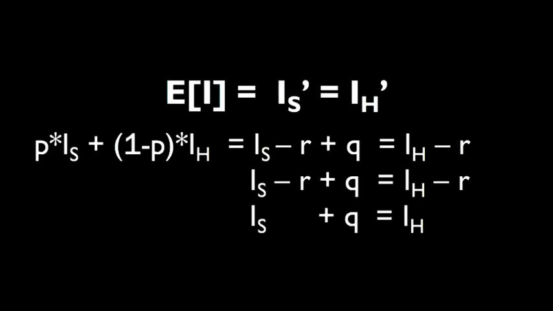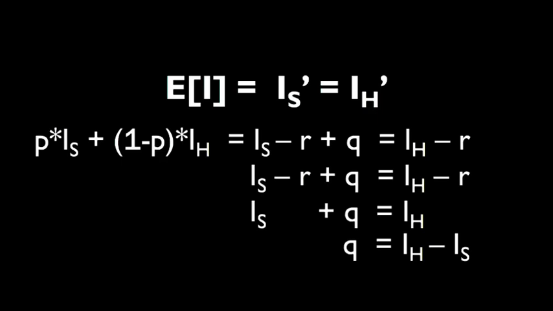Step 1, we can take the negative R from both sides and drop it. Step 2 is we can move the IS to the other side. And what this gives us is Q equals IH minus IS. Voila, we just solved for the payout. So this is what the insurance company needs to give their customers in the event they get sick. Okay, what do they need to give them? They need to give them IH minus IS.